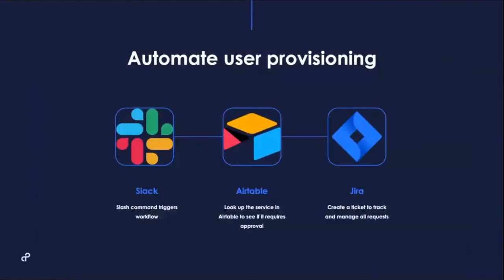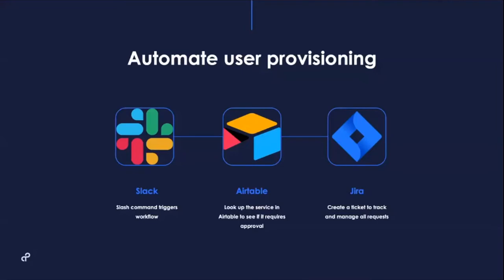So for today's use case, we're going to look at automating user provisioning using Slack, Airtable, and Jira. Note that this is what we use internally, but we could do this with a number of other applications. Myles will show you how we can automate the process of employees asking for access to software or services. This was previously a very manual process that required a lot of time and effort from many people to simply ask if they can have access to a certain software.